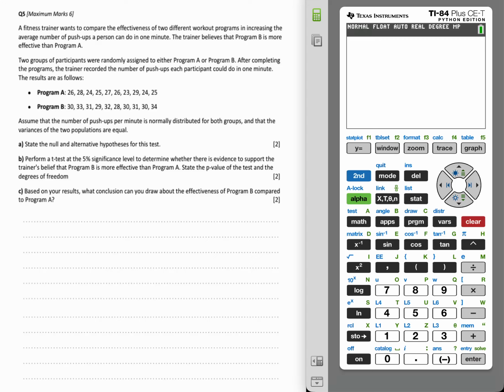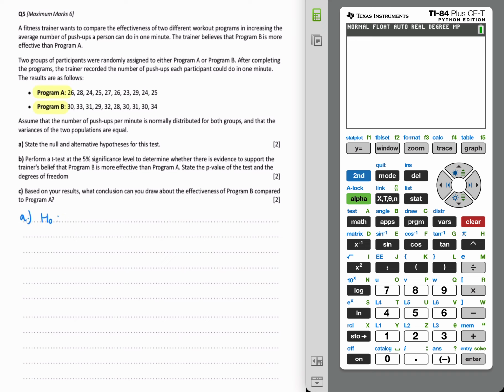So this question is a t-test question, and if I scroll further down, I can see that we have a t-test because we have two groups of people, program A and program B, and we're wanting to compare between the two. So the first question asks us to state the null and the alternate hypotheses for this test. When you're doing a t-test, the null hypothesis is always the same, and it's that the two means are equal to each other.